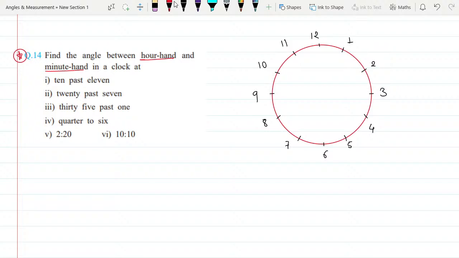There are 12 equal parts. It means the total 360 degrees has been divided into 12 equal parts. So one part will be of how much degree? If you see any 2 consecutive digits, either clockwise or anti-clockwise, how much degree will you find? It should be 30 degrees. This is 30 degrees, this is also 30 degrees.